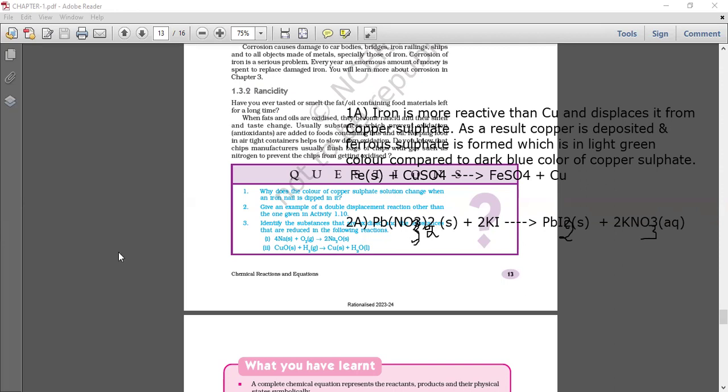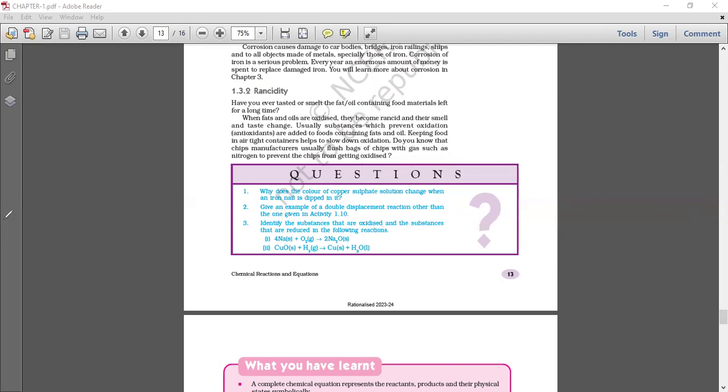Now the third one. He's asking to identify the substances that are oxidized and which are reduced. Here we just need to identify. See, here sodium gained oxygen, so we put an arrow and mention oxidation. And here, if you observe, copper lost oxygen, so we put an arrow and write reduction. So this is all about this chapter.